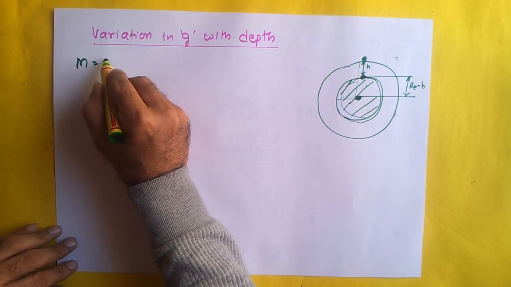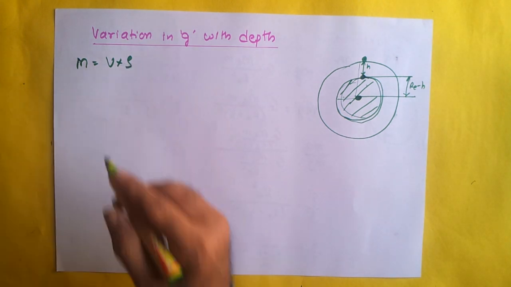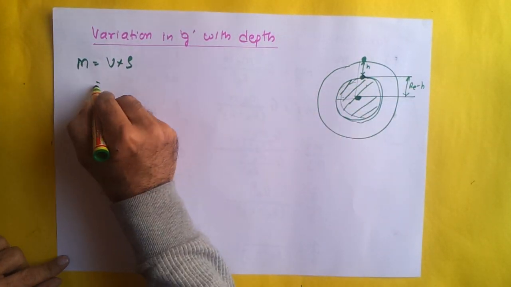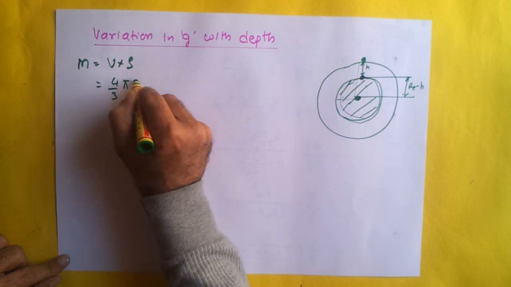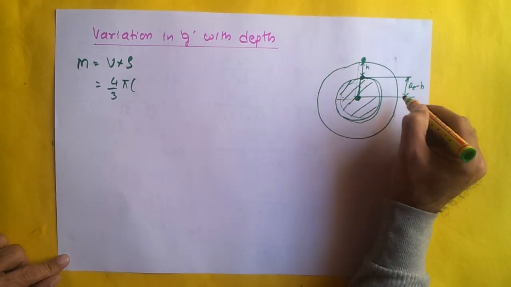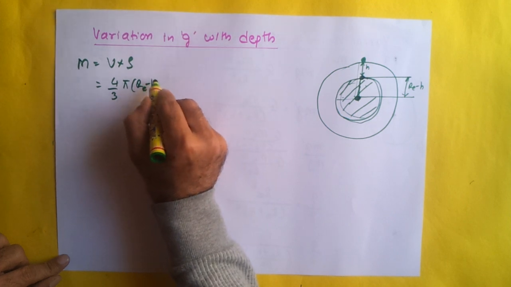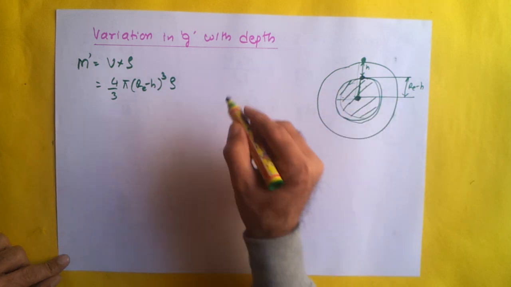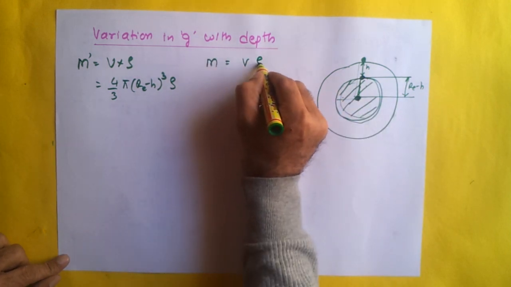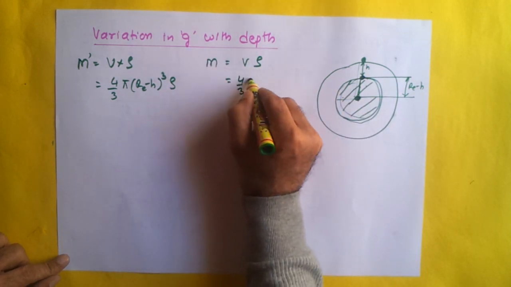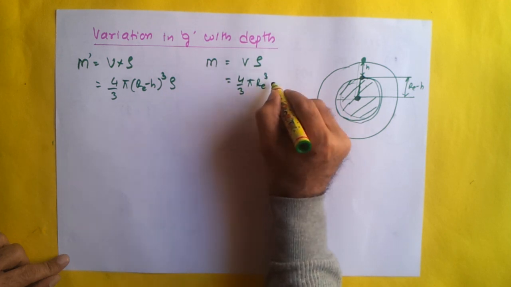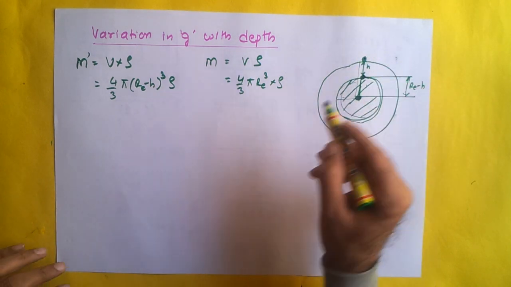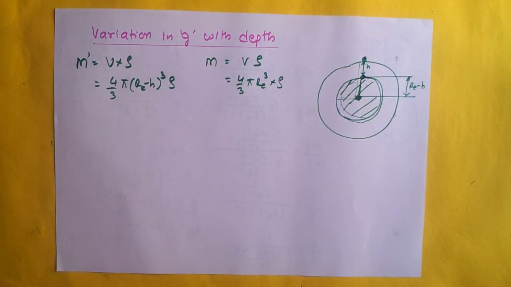We know that mass of any object is given by volume into density. So if I take rho as the mean density of the earth, the volume of this particular sphere would be 4 upon 3 pi times the radius cubed. The radius is Re minus h, so 4 upon 3 pi (Re minus h) whole cube into density, and I'll call this M dash. And the mass of the earth, if I take it as V into rho, will be 4 upon 3 pi Re cube into density. So this would be the total mass which is applicable to an object on the surface. So these are the two masses that we have.